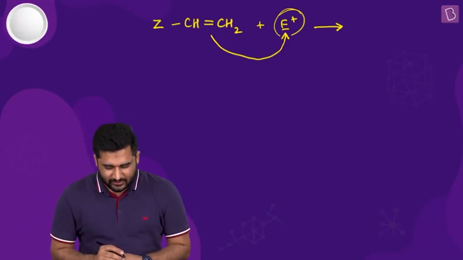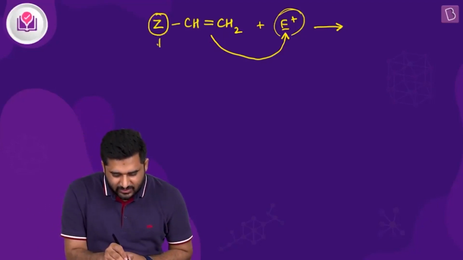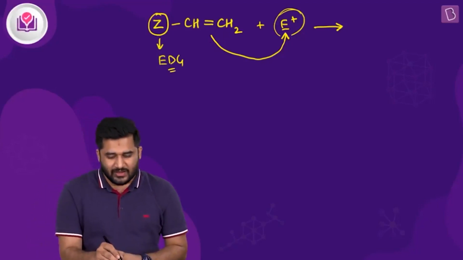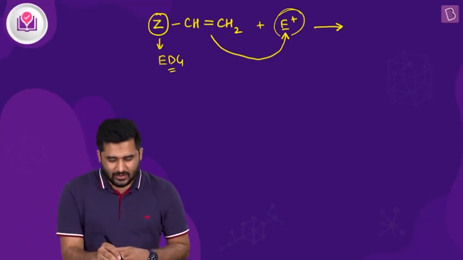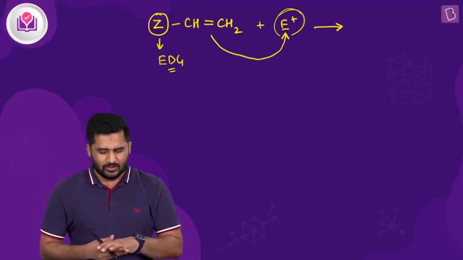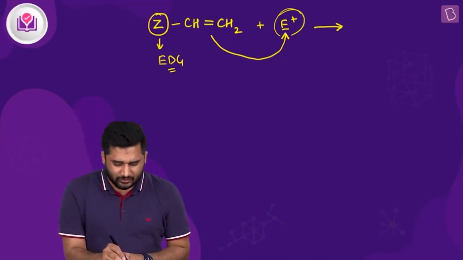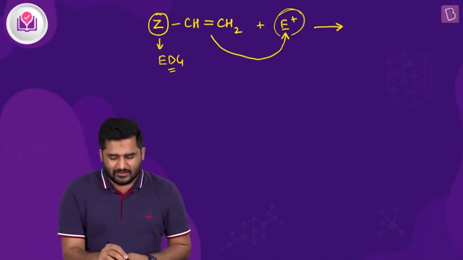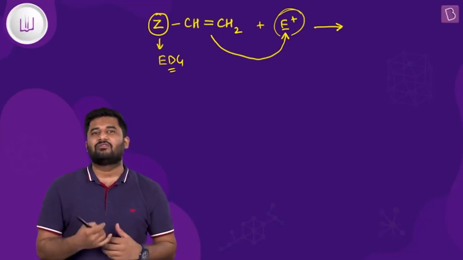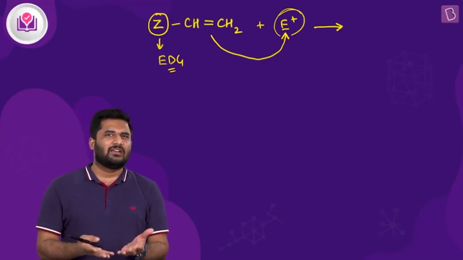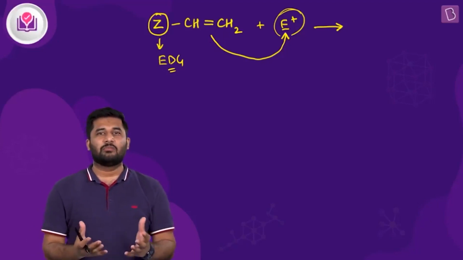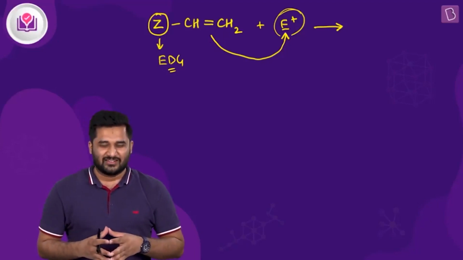Clear? So now you can see, if this Z group is electron donating, then it will donate electrons, thereby making this pi electron cloud even more rich in electrons. Or in place of saying this, you can simply say, if this group is an electron donating group, then it will make this molecule more electron rich, and in such a case it will be easy for the electrophile to attack. Why? Because the electrophile needs electrons, and if something very rich in electrons is present nearby, obviously it will be a jackpot for the electrophile, isn't it?